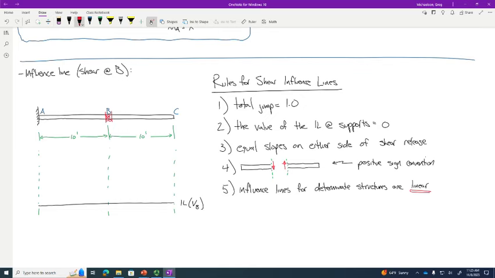That's the answer. The influence line for the shear at B is that. That is the influence line for the shear at B. Right there. Okay. Now some of you are like, what? Why does the influence line look like this? I propose to you that from a kinematic perspective, this makes sense. But if you're not convinced, let's look at the statics perspective.